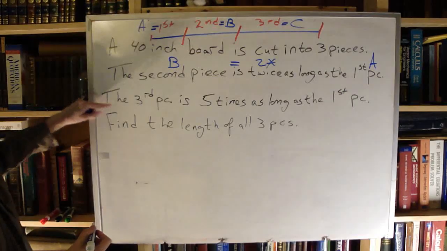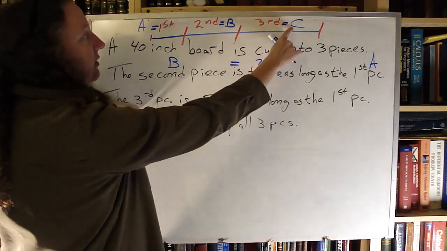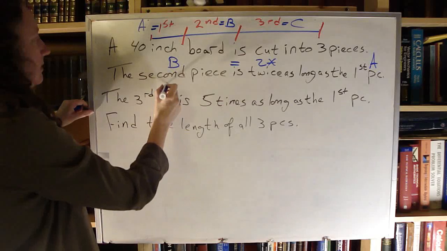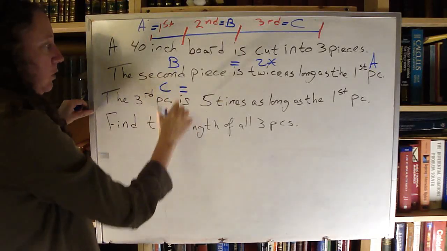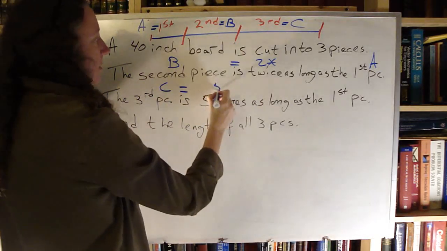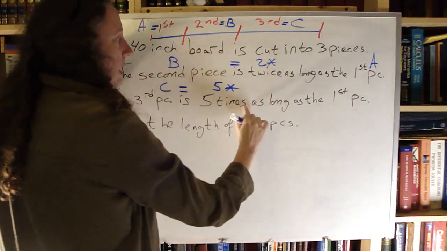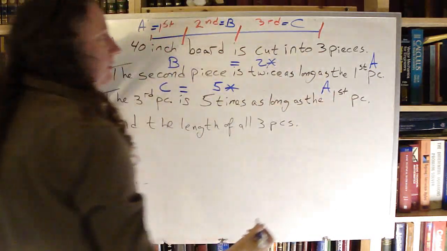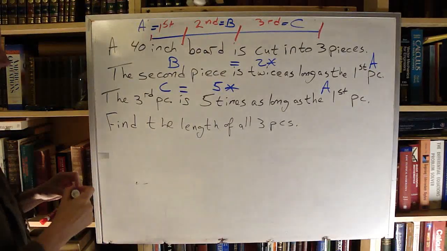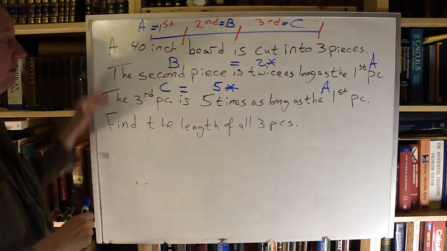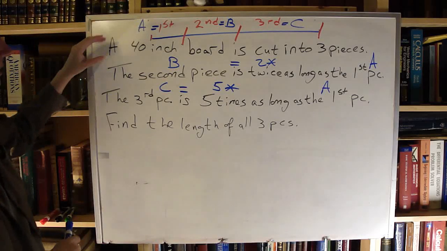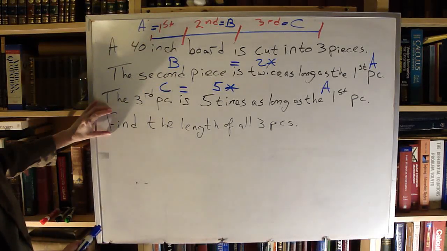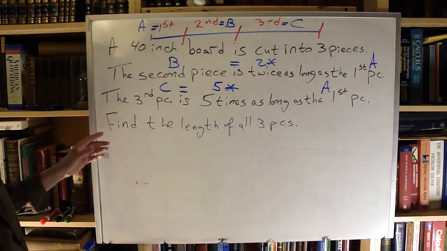My next sentence, the third piece, I'm calling that C, equals 5 times as long as the first piece. So I've translated those 2 sentences. They're asking me to find the length of all 3 pieces.